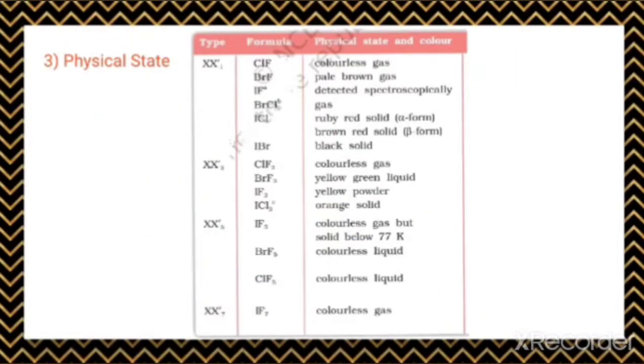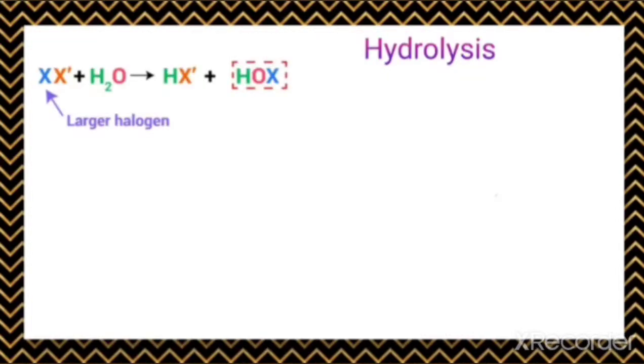When we compare the general physical properties of these compounds, which are shown here, this one is a colorless gas, this is a pale brown gas, and some are solids, some are gases in nature. So these are the general physical states and colors, which are shown in tabular form in the textbook. Next, hydrolysis.